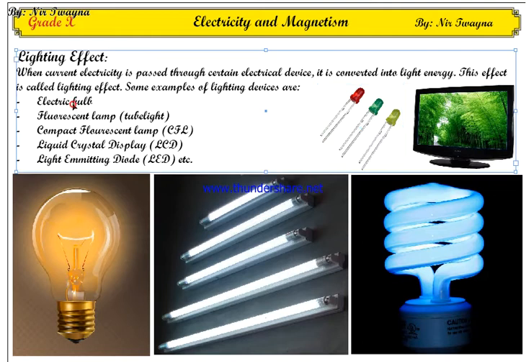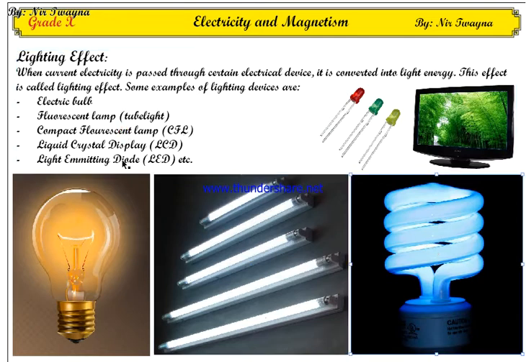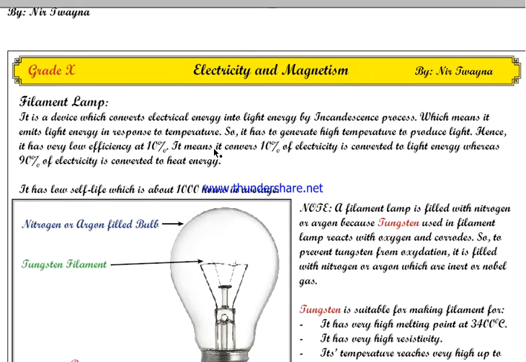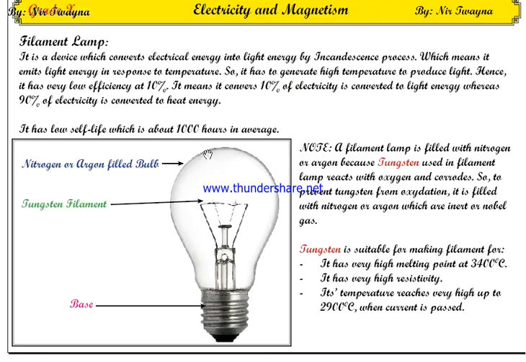What are they? Electric bulb, fluorescent lamp or tube light, compact fluorescent lamp or CFL, liquid crystal display or LCD, and light emitting diode or LED. These are some devices that show lighting effect. Understood? Okay, then let's go to the next slide, fluorescent lamp.